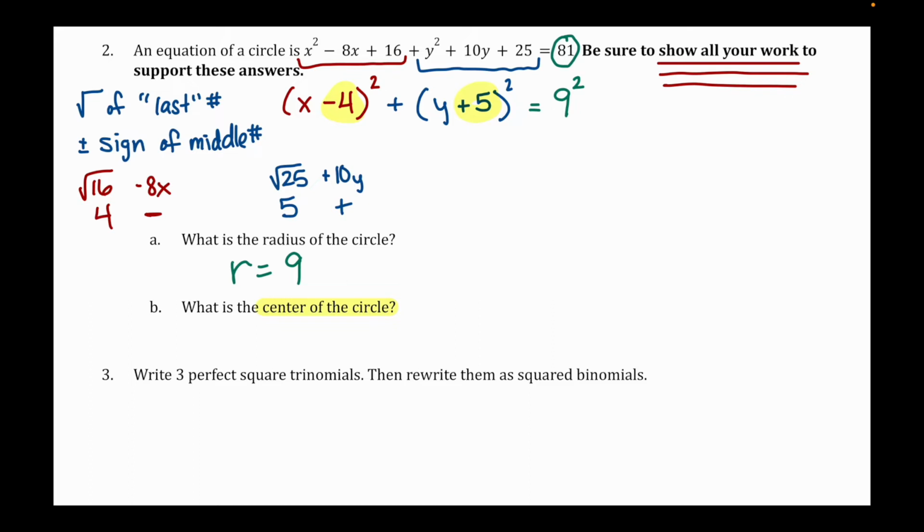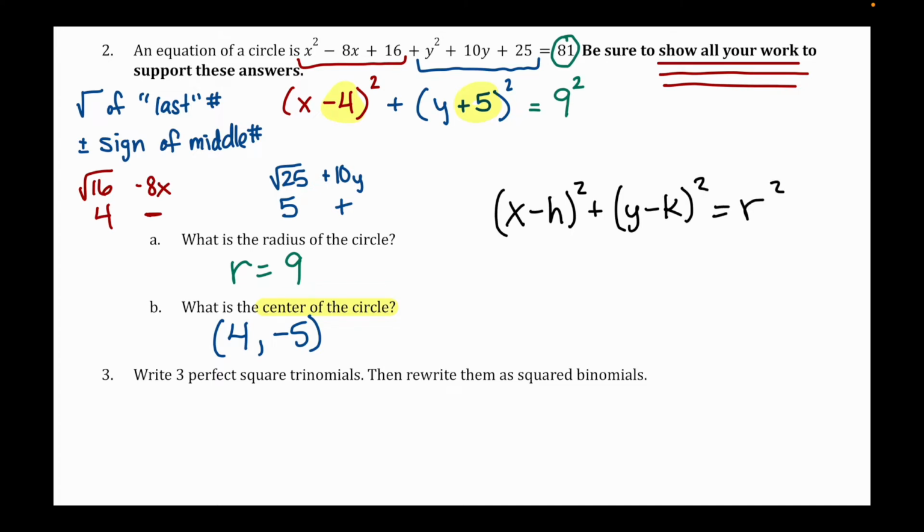So this is going to be positive 4 and negative 5, because remember we have x minus h squared. I'll write this in black actually, because I have that as blue for the y value. So we have x minus h squared plus y minus k squared equals r squared. And then the center, that is h comma k.